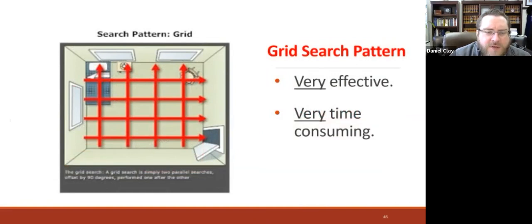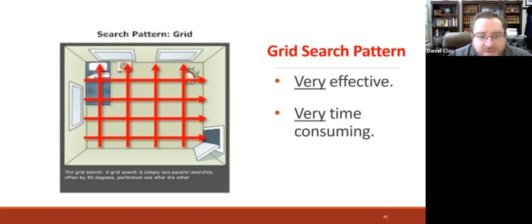So this is again the same picture just blown up, the search pattern of a grid, right? So we know that a grid basically is simply like two parallel searches, offset by 90 degrees, one performed right after the other. So what a grid search is, as you can tell by the photo, it's generally very effective, right? Because look at the photo. You have seen and looked and touched and examined almost every aspect of this scene. I mean, the arrows are probably going to be a little closer together in real life, but you've covered the scene in depth, right?